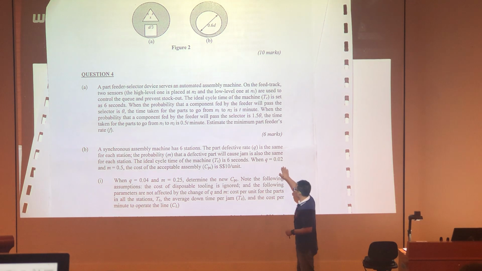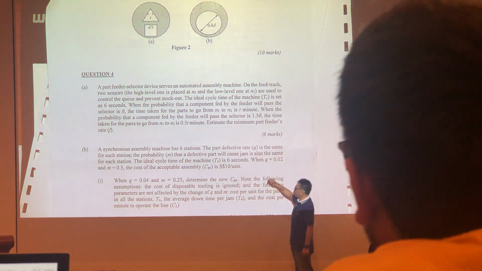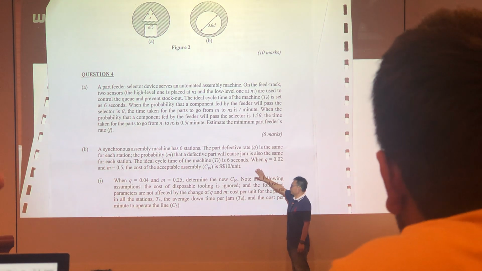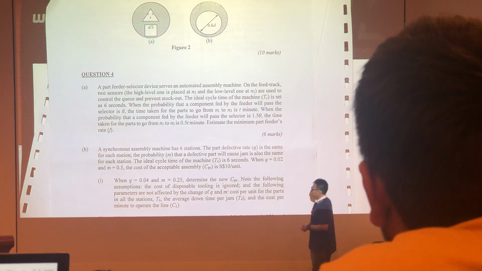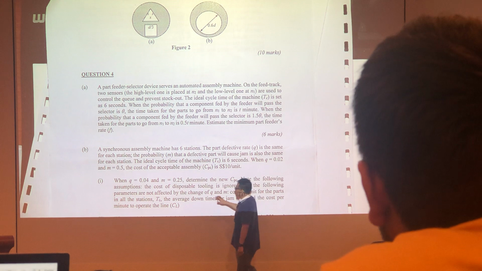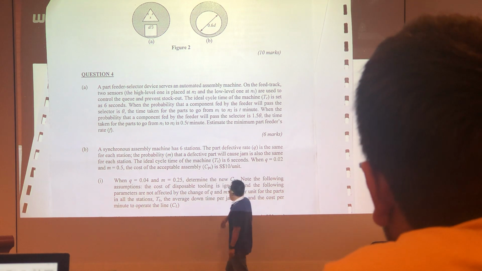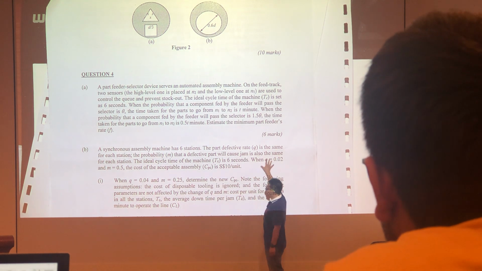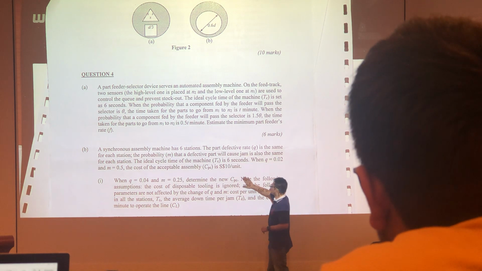When Q equals this, M equals 0.5, the acceptable assembly CPC is $10 per unit. Sub-question part 1: when Q equals this and M equals this, so change from this to this, determine the new CPC. Okay?